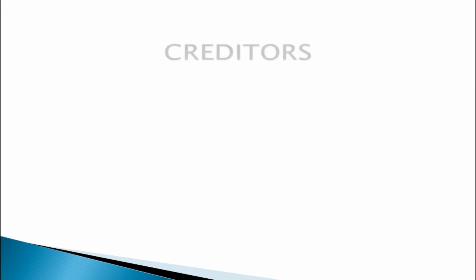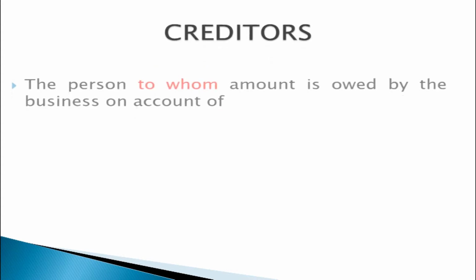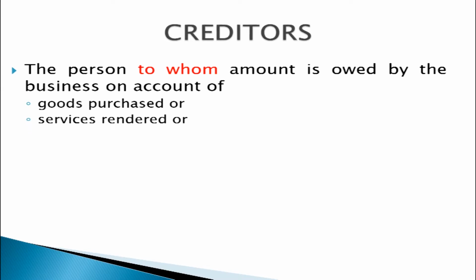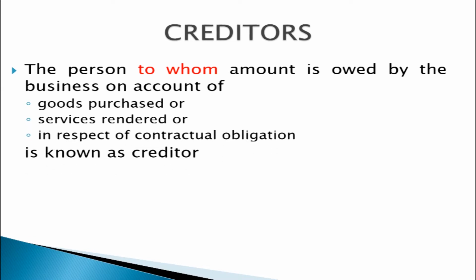Next term is creditors. The person to whom amount is owed by the business on account of goods purchased or services rendered or in respect of contractual obligation is known as creditor. In the previous example, the amount is due to Mr. Z by Mr. A, so Mr. Z is a creditor. The creditors are collectively known as trade creditors. These are shown under the current liability head in the balance sheet.